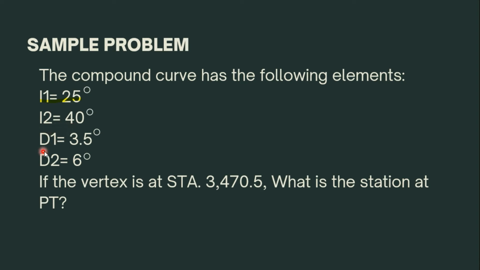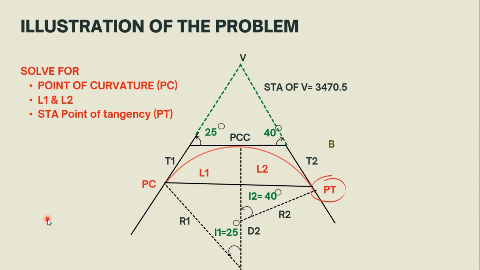The degree of the first simple curve is 3.5 degrees, and the degree of the second simple curve is 6 degrees. So if the vertex is at station 3470.5, what is the station at PT? So in the problem, we're looking for the station at PT.